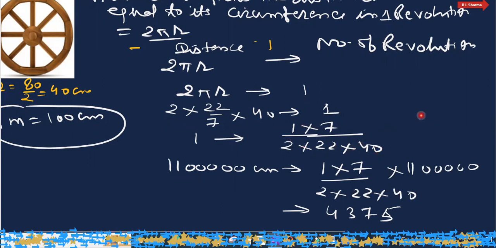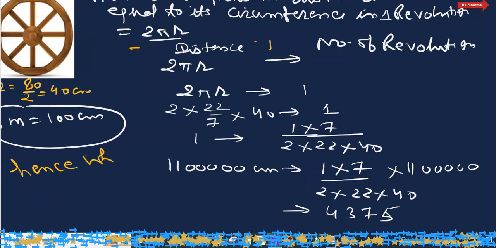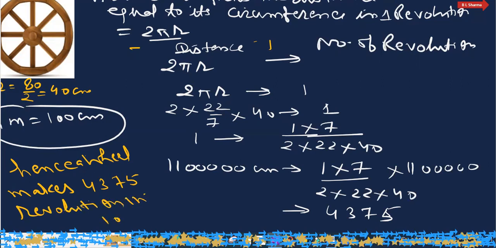So in the answer statement, I'll be writing here, therefore, the wheel will revolve number of times, hence a wheel makes 4,375 revolution in 10 minutes. And that is the answer of this question.